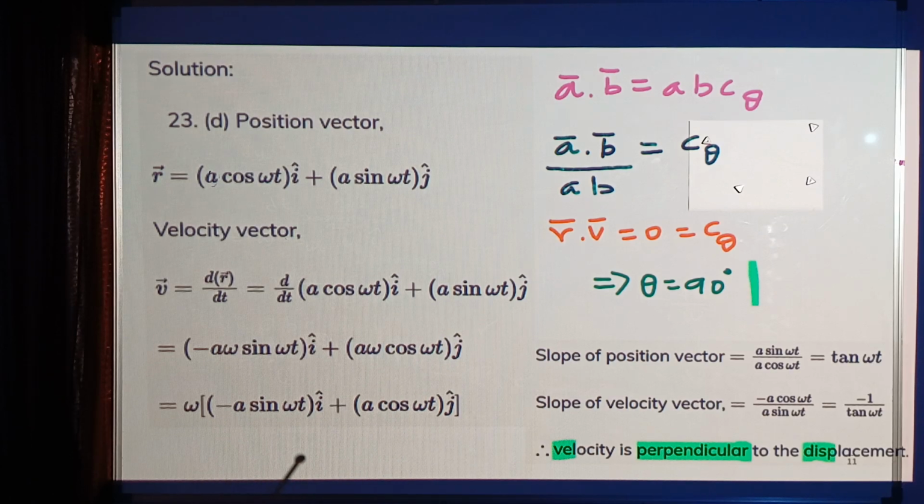And differentiate of this one will be a omega cos omega t j cap. So come like this. So there is a, so you can do r dot v. So r dot v is 0. That's equal to the cos of angle between r and v, which is 90 degrees.